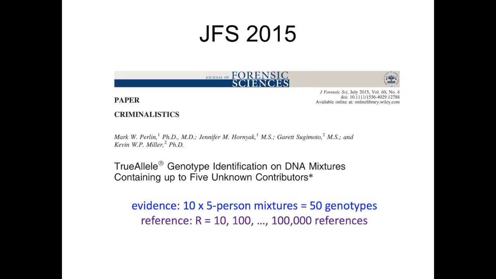We took this data from a paper with Kern County, Garrett Sugimoto, and Kevin Miller, Jennifer Horniak was involved, published 10 years ago, 2015, looking at up to 5 unknown contributors. So here, for evidence, we just took the 10 5-person contributors, which gave us 50 genotypes with a wide range of match statistics. And then, well, let's call capital R the number of references, 10, 100, 1,000, all the way up to 100,000.